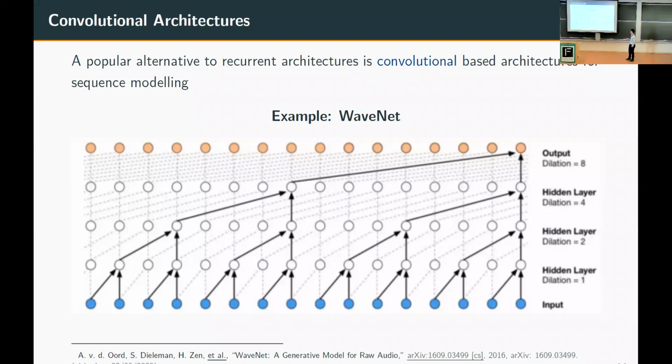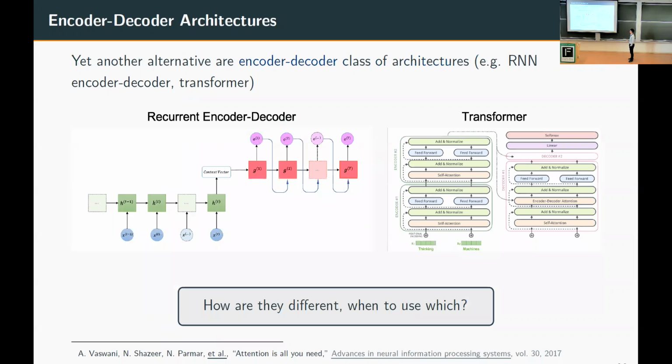So here we're still mapping two sequences, one sequence to another, but instead of introducing some hidden dynamical system, you simply do dilated convolutions, many different layers of dilated convolutions to obtain the final result. Okay, you can see that it's again a causal map because it's one-sided convolution, but of course you have very different properties, right? Another kind of architecture is the encoder-decoder type of architectures.